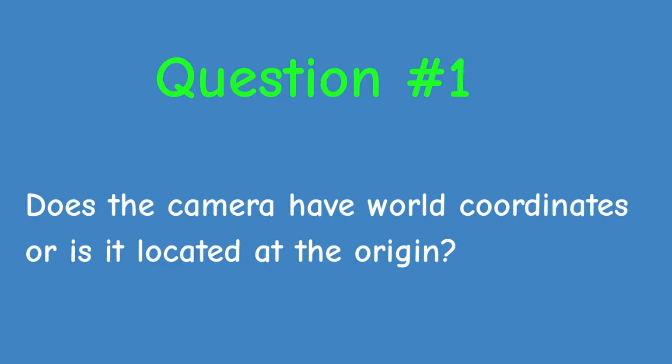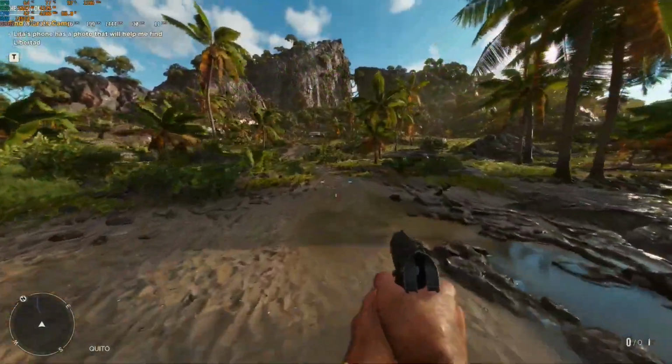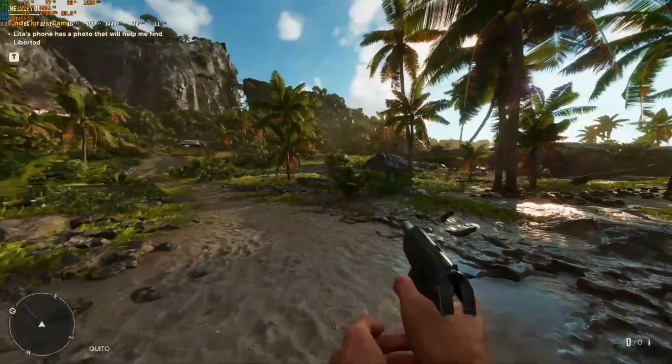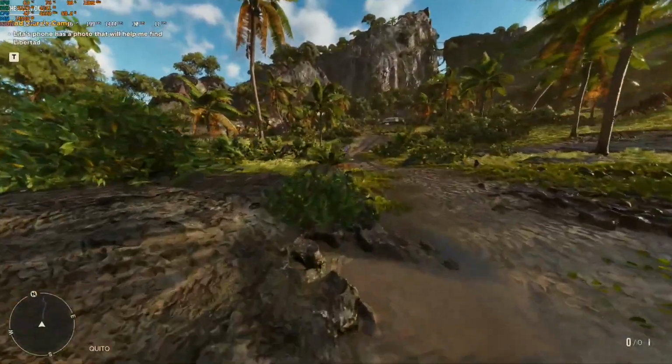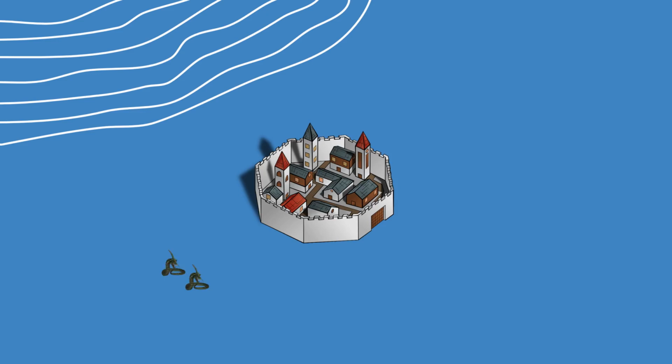So does the camera have world coordinates or is it located at the origin? The answer to both of these questions is yes. That may sound a bit self-conflicting, so let's go deeper into this. Imagine that we're working on an open world game, and for simplicity, we will look at our scene from the top down. So maybe there's a ridge or a mountain right here, a castle over there, a couple of monsters near the castle, and another one there.